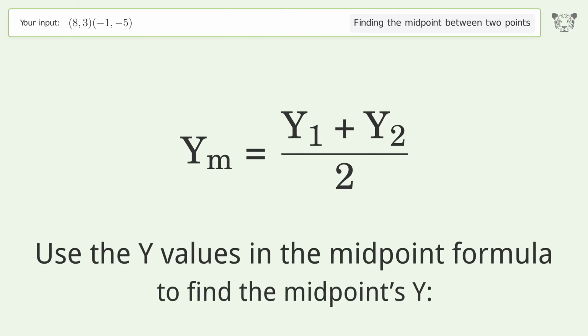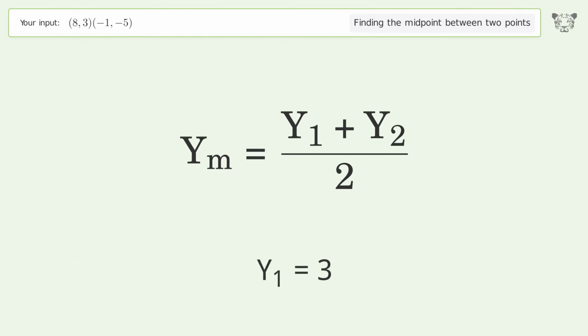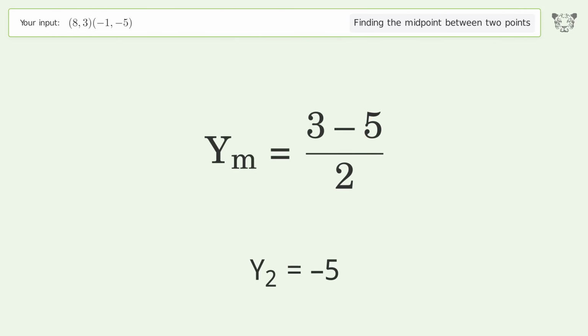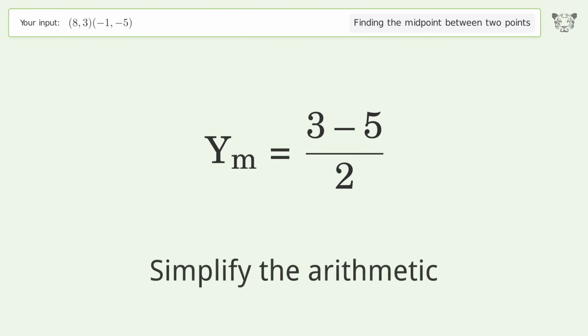Use the y values in the midpoint formula to find the midpoint's y. y1 equals 3. y2 equals -5. Simplify the arithmetic.